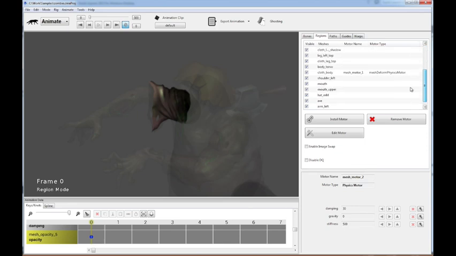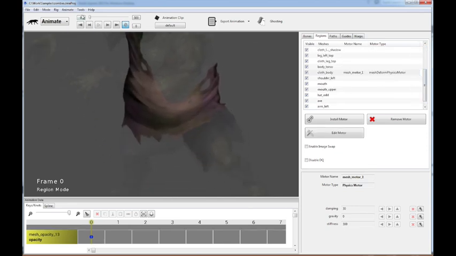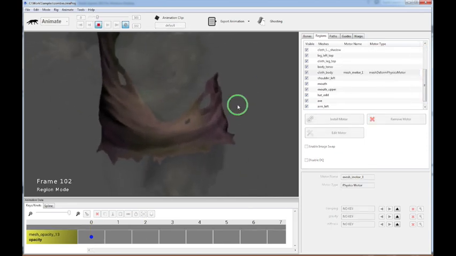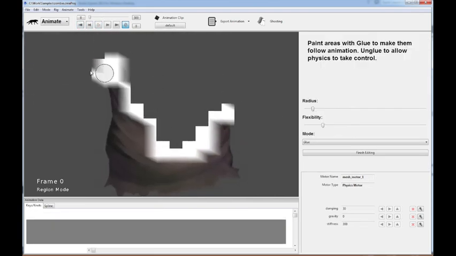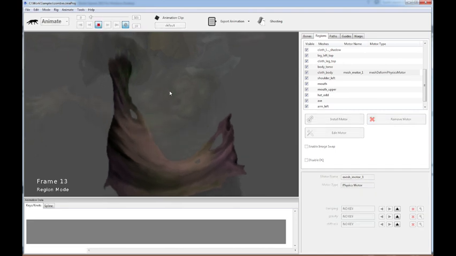And if you take a look at this part here as well, that too was done with the mesh deformed physics motor. And if you take a look at the motor configuration, notice I painted the upper edge boundaries of the cloth to be white, so they're glued and they target animation, and the bottom part is free to flow. Okay, free to go. Sorry. And there you go.